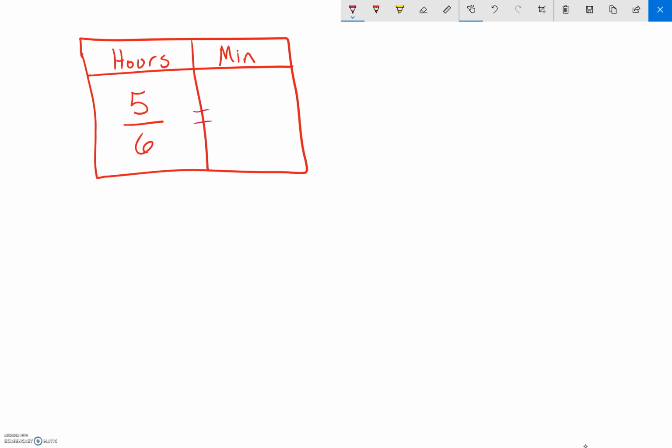So what we did before was we took that 5/6, or the fraction that we had, and we converted it to have a denominator of 60 because there are 60 minutes in an hour. To get from 6 to 60, you multiply by 10. So we would have to do the same thing up here in the numerator and multiply by 10. 5 times 10 is 50. So indeed, 5/6 of an hour is 50 minutes, or 50 out of 60 units within the hour.